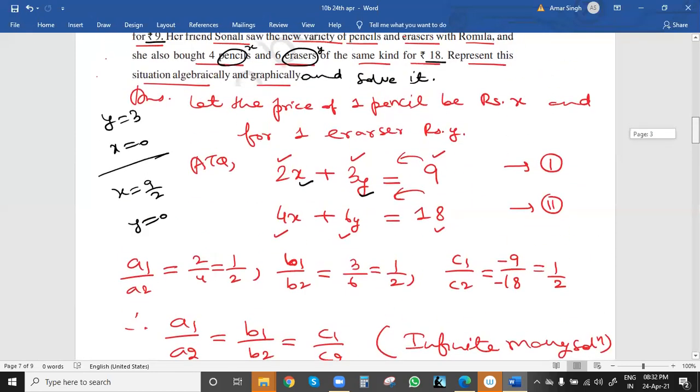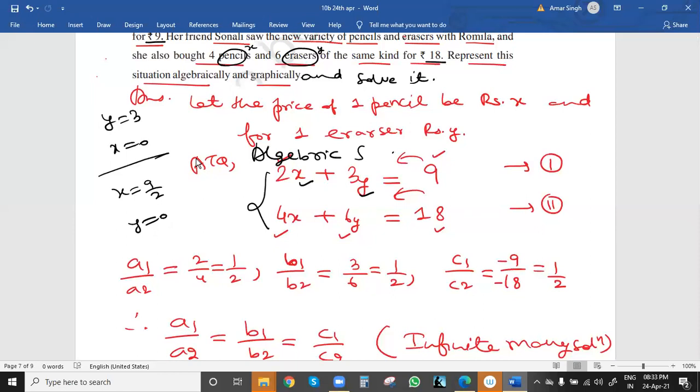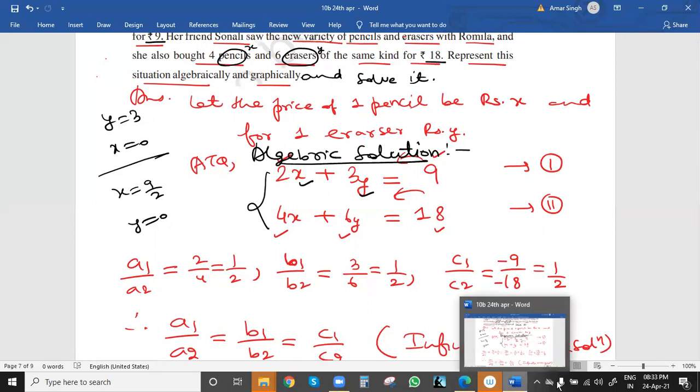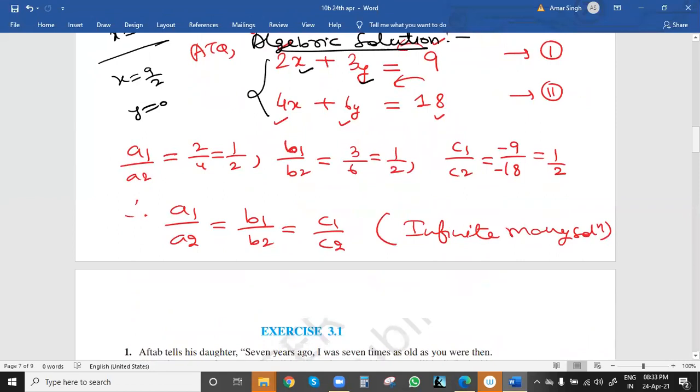Now these we can say are the algebraic representation. Here we can write algebraic representation or algebraic solution, because the representation is these two lines, these two equations, and for the algebraic solution we mean finding the X and Y values. So what value can we write for X and what value for Y? No single value will come; more than one value will come for X and more than one value for Y.